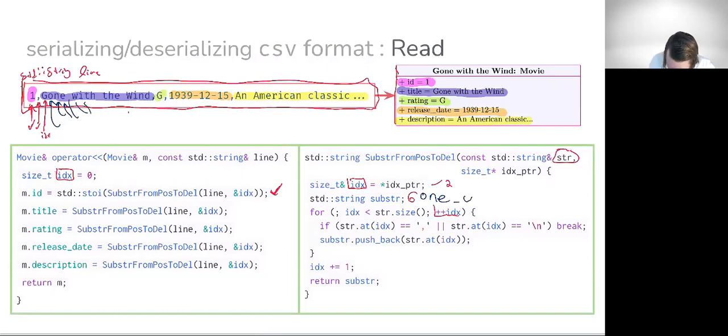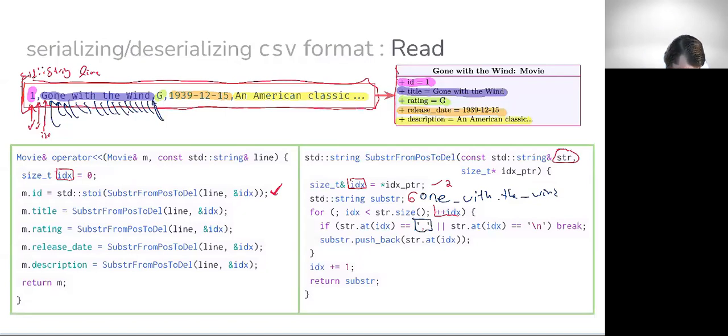Let me pause and I'll come back with this done. And notice at this point, the substring is Gone with the Wind. We go ahead and increment IDX by 1. And guess what's at that character? A comma, which means we're going to break out of our for statement.